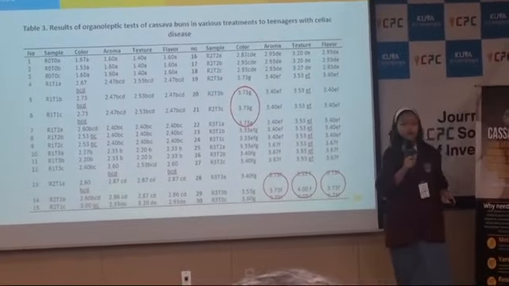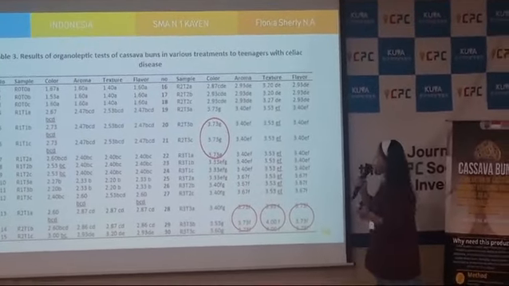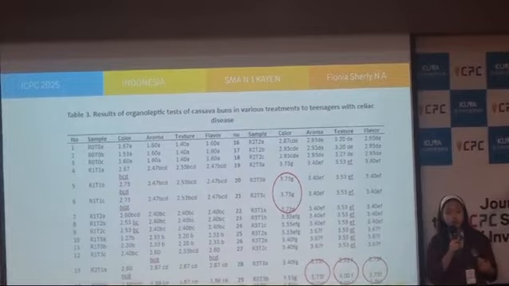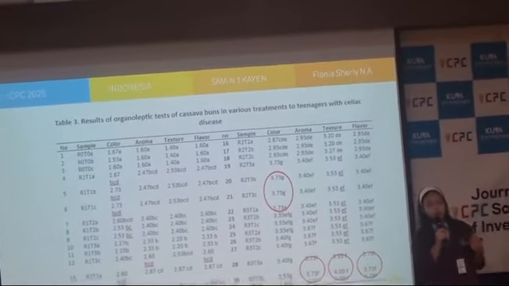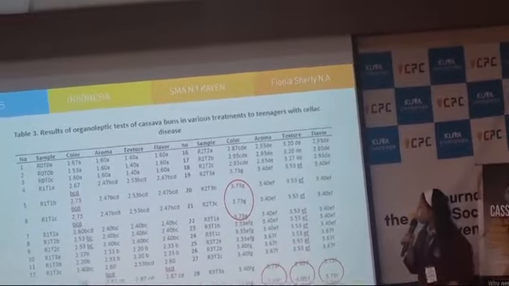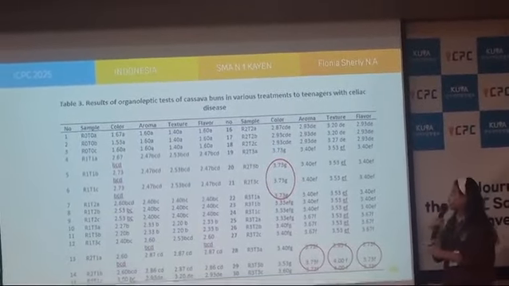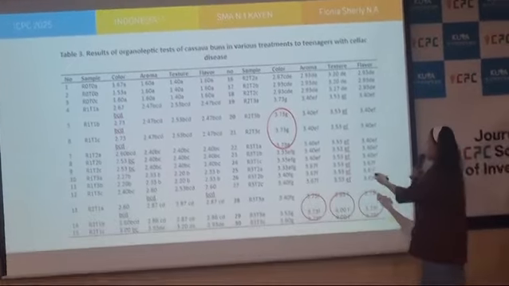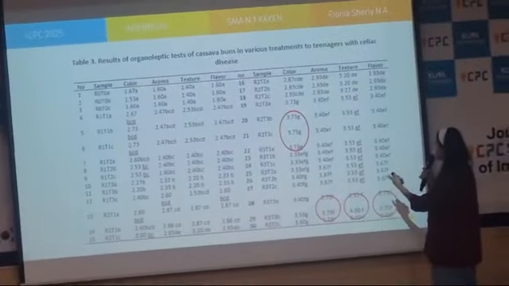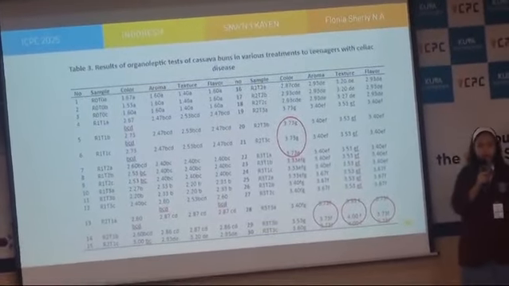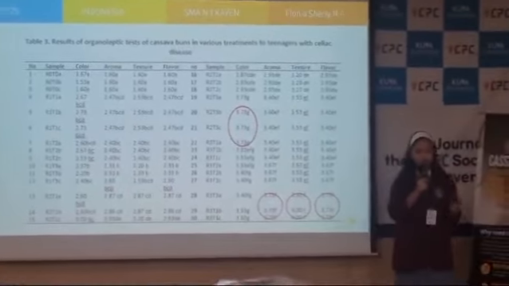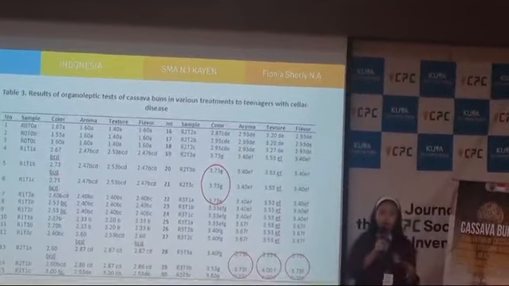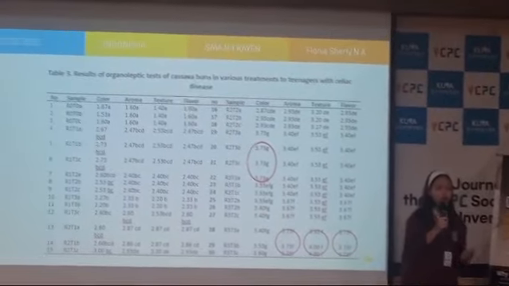In the observation of texture, samples R2T3B, R2T3C, and R2T1A are the samples most preferred. In the observation of color, samples R2T3B, R2T3C, and R2T1A are the samples most preferred in terms of their color compared to the other samples. The brown color in cassava bean is caused by the Maillard reaction and caramelization of sugar.